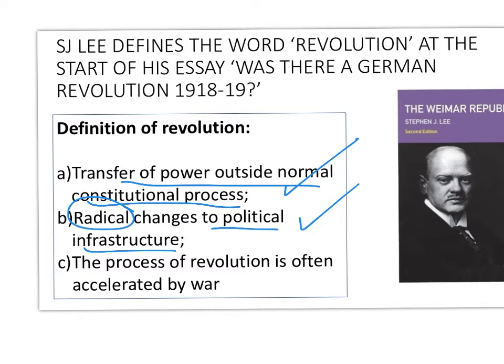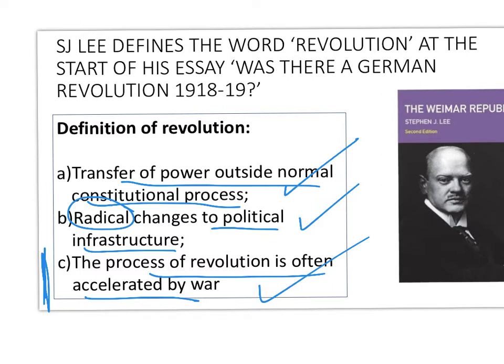And then the third way that Lee defines the revolution is, he says, that the process of revolution is often, not always, brought about by war, and that war will often speed up change and bring about revolution, okay, and make it happen. And so on that particular basis, he uses those three definitions as a way of measuring, was there a revolution in Germany? Now, I suppose that first one, you could say war played a big part in accelerating the events, and it brought about the abdication of the Kaiser.